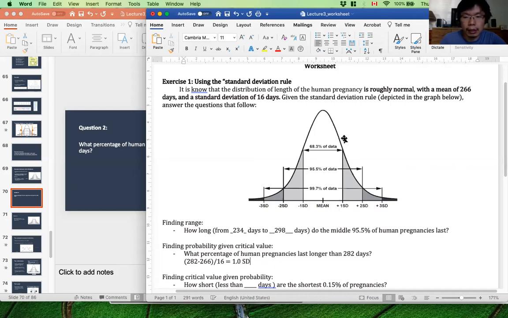So we know that 68.3% of the data is located between -1 and +1 standard deviation, right? So we have to use 100% minus that in order to determine the percentage of the data that fell outside of that range.